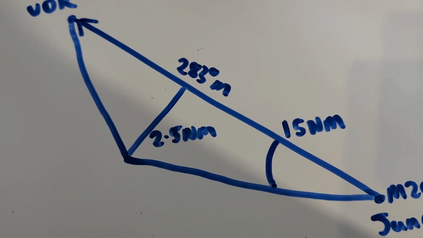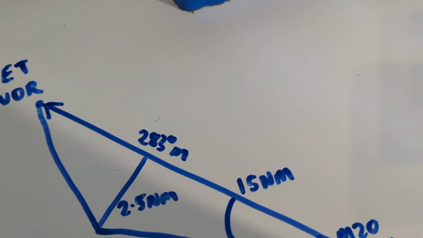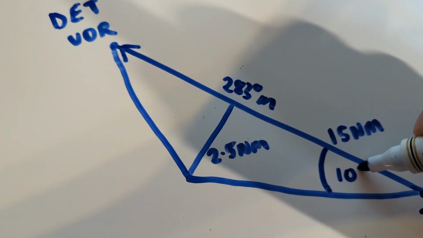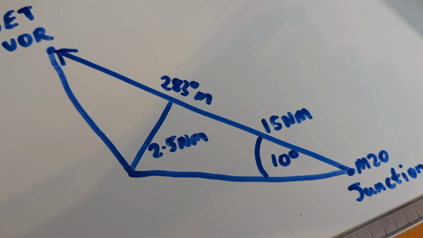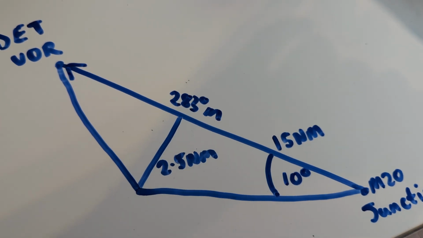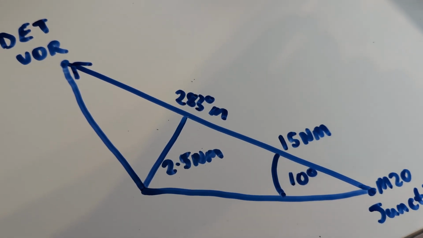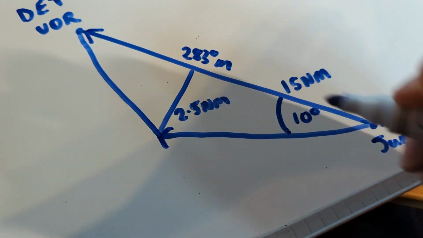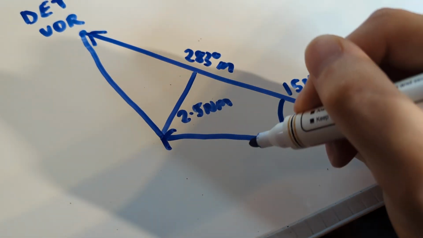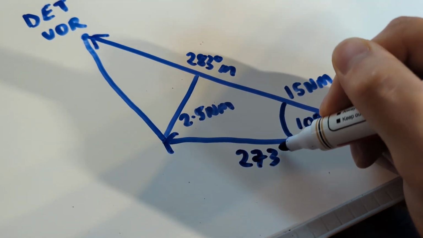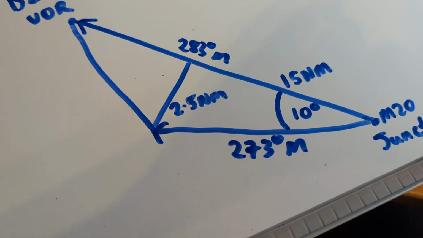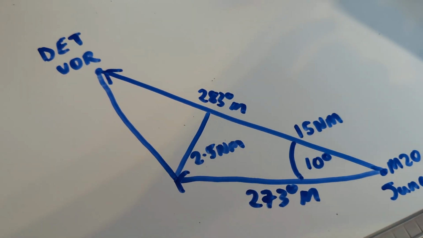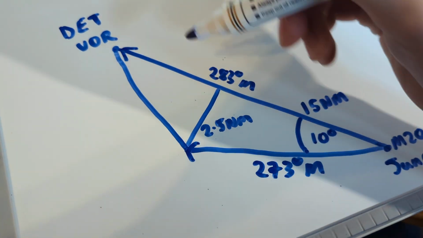So 2.5 times 60, divided by 15, is 10 degrees. Great, so the pilot has to turn left by 10 degrees. So therefore, this magnetic heading down here would be 283 minus 10, which gives you 273 degrees magnetic. So hopefully we'll now try and figure out the final part of this question. We want to find out what this heading would be when we get there.